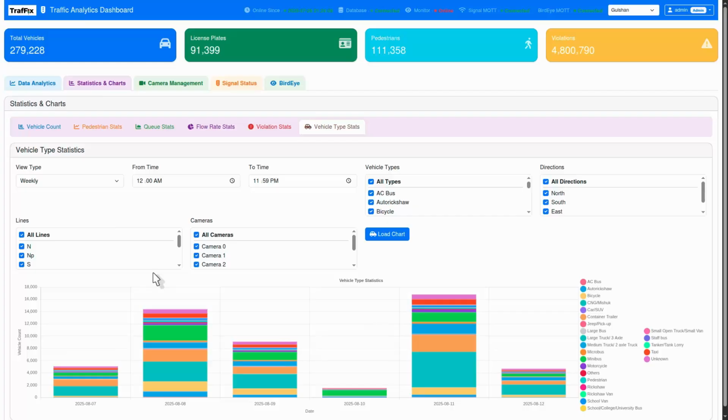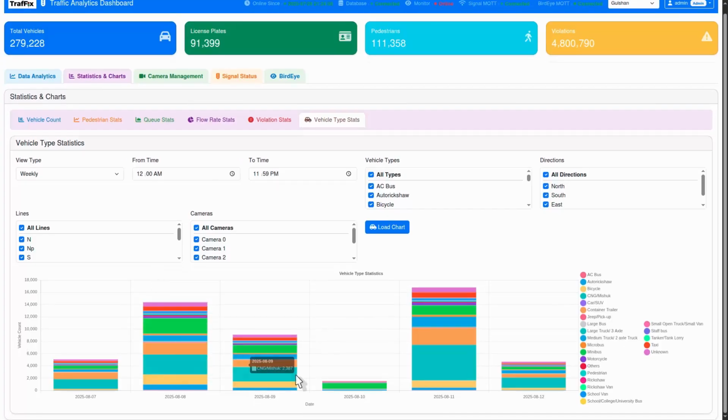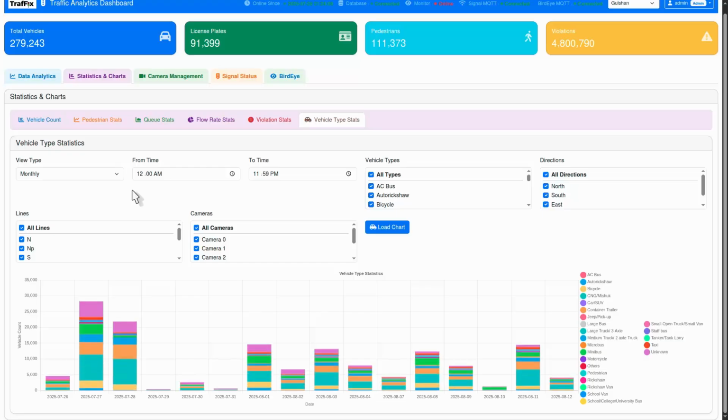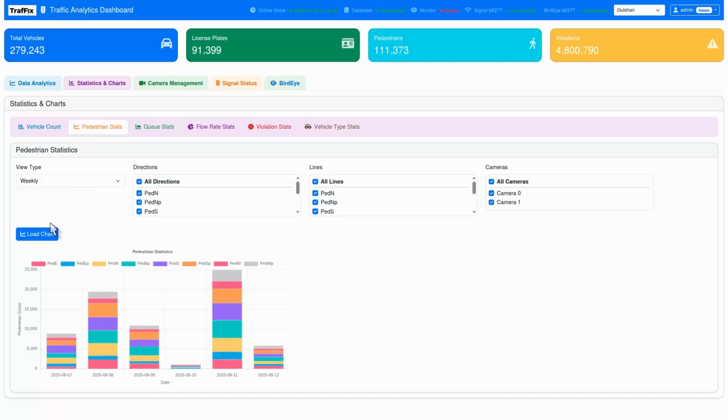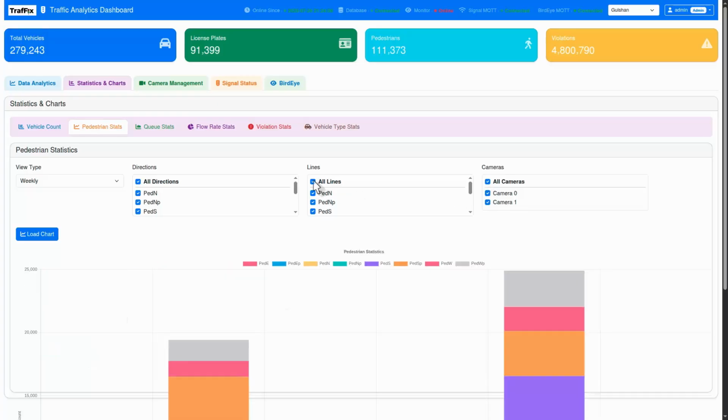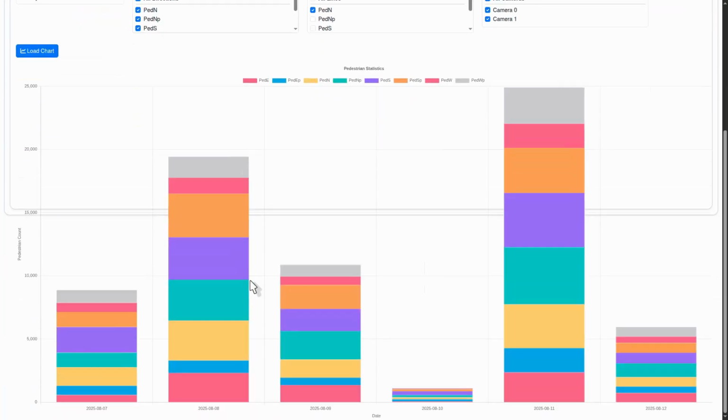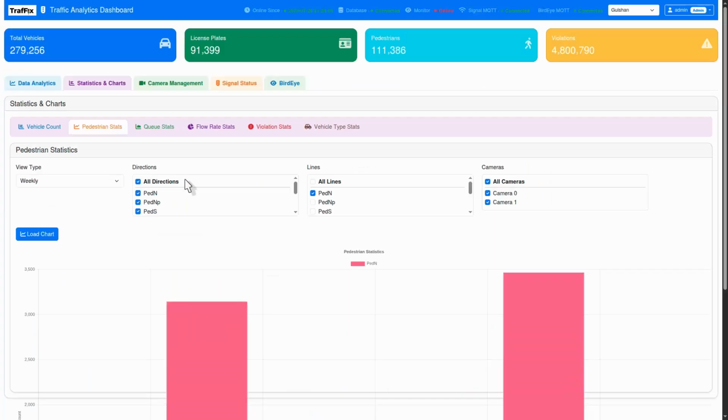In the statistics we see the number of vehicles moving in each of the directions, and which type of vehicles. If we switch to the monthly view, we see a greater picture. Some data fields have low values, some have high values. For the pedestrians we also see similar charts. Within the weekly view we can also filter by directions and cameras to get a specific picture of the pedestrian flow.